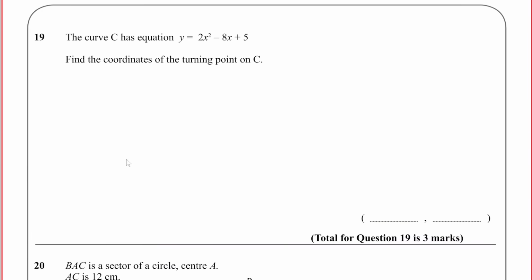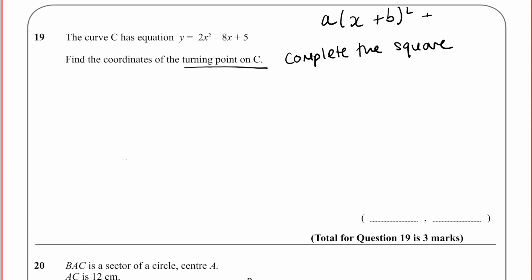Question 19. The curve C has equation y equals 2x squared minus 8x plus 5. Find the coordinates of the turning point on C. So we need to complete the square. You could also get a question that says, write it in the form a times (x plus b) squared plus c, where a, b, and c are integers. That's the same question. So it's a complete the square question.